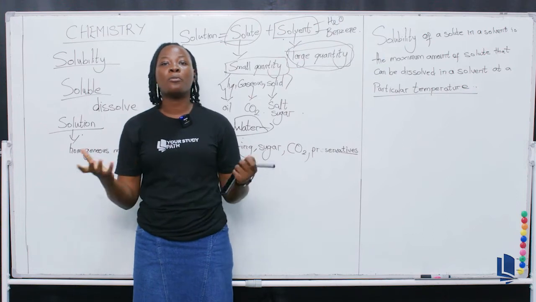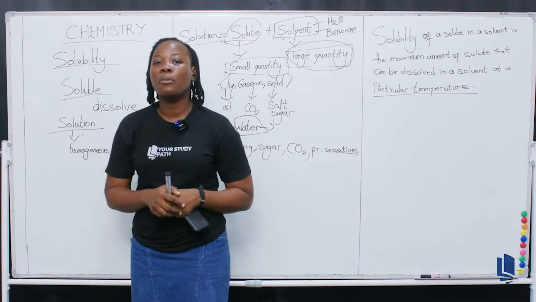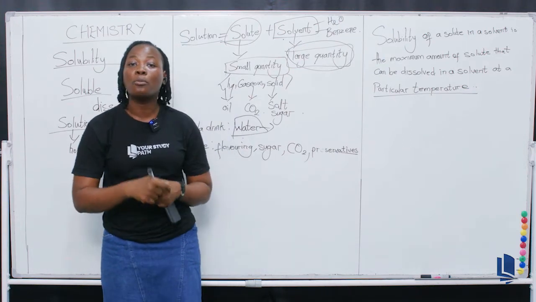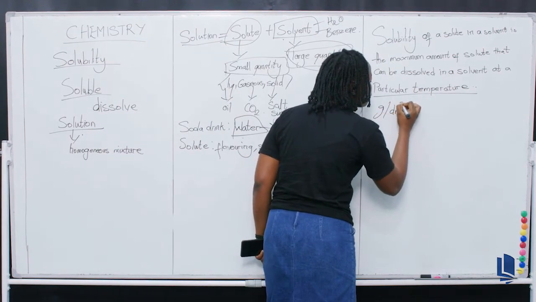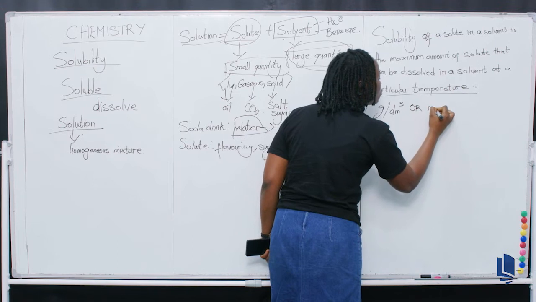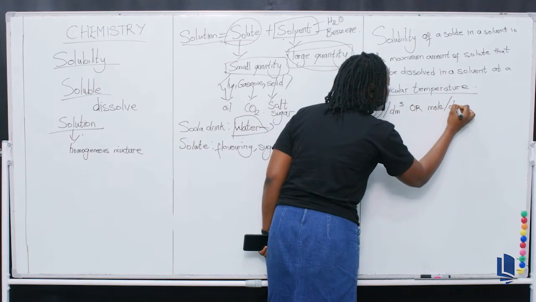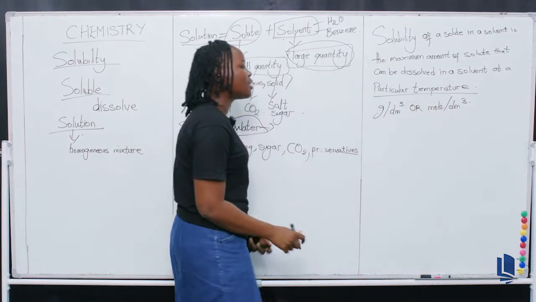So how do we measure solubility? What's the unit of measuring solubility? Solubility is either measured in gram per dm cube or mole per dm cube. Then what is the formula?